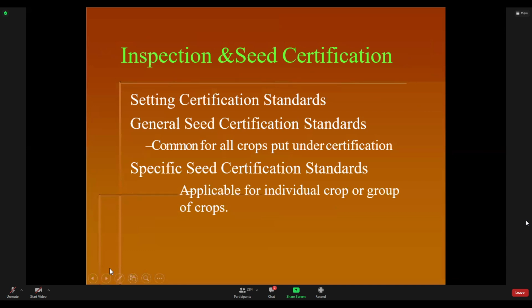And we have to set the standard of certification. We can set standards for all crops in general, and we can set the standard for a specific crop or a specific disease we are dealing with. So we call it the general seed certification standard, and let us have a look.